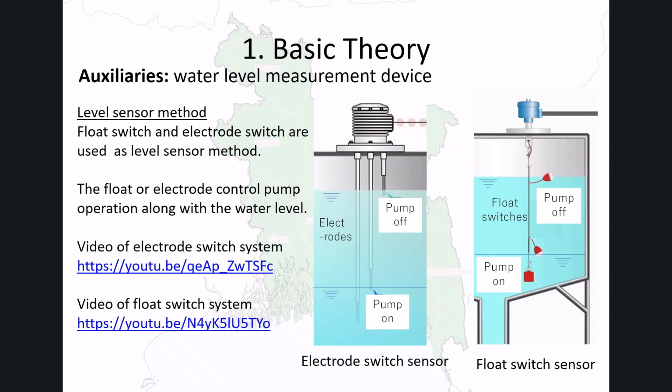In facilities where pump on-off operation is not automated, this water level indication is used for manual operation control. For automatic pump control based on water level fluctuations, a water level sensing system is used. There are several types of water level detection methods, but systems using electrodes or floats are the most commonly adopted.